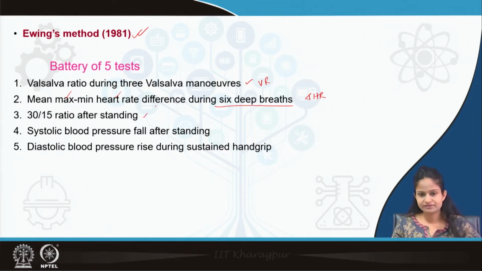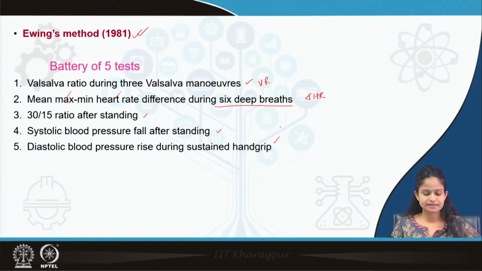Then the 30:15 ratio after standing, and the fall of the systolic blood pressure after standing. When we stand up, there is a fall in the systolic blood pressure, and we have to see how much the fall is. And the diastolic blood pressure rise during hand grip: whenever we do a sustained hand grip isometric exercise, we have to see what the rise in the diastolic blood pressure is. So, these are the battery of 5 tests considered important by Ewing.